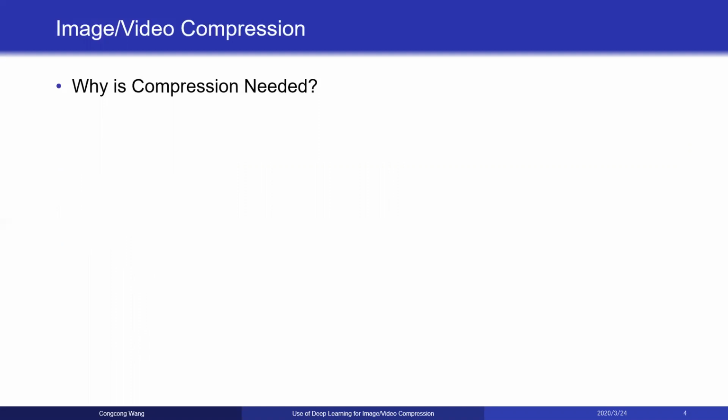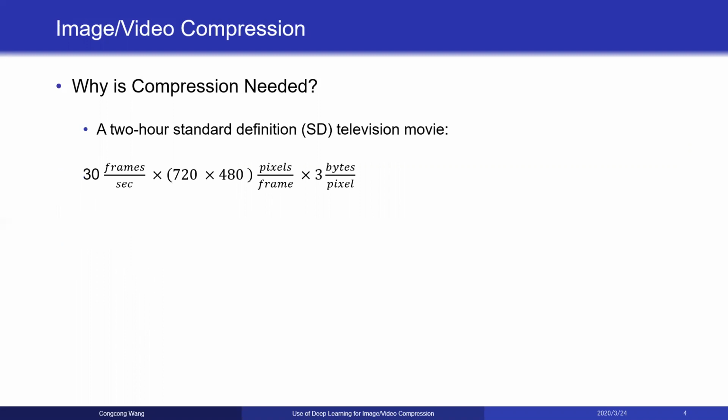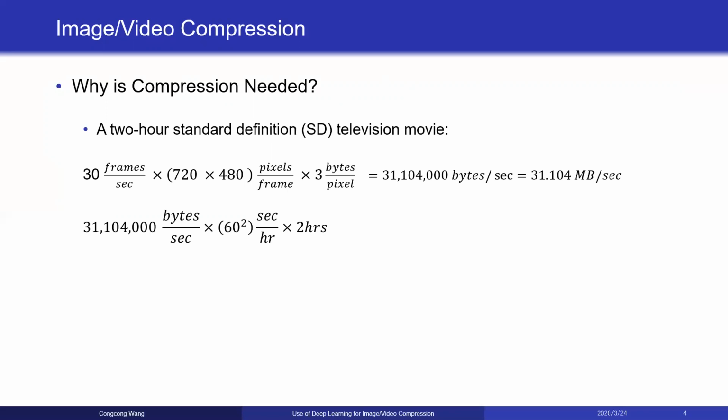So why do we need compression? Let's do a simple calculation. For a 2-hour standard definition television movie, let's say 30 frames per second, the size is 720 by 480 pixels per frame. And it's a color image with 3 channels. So the size of 1 second is 31 megabytes. And for 2 hours, that would be 224 gigabytes. This is only for a standard definition movie.